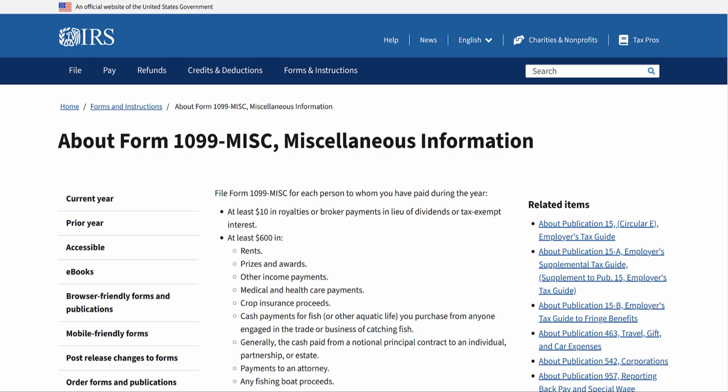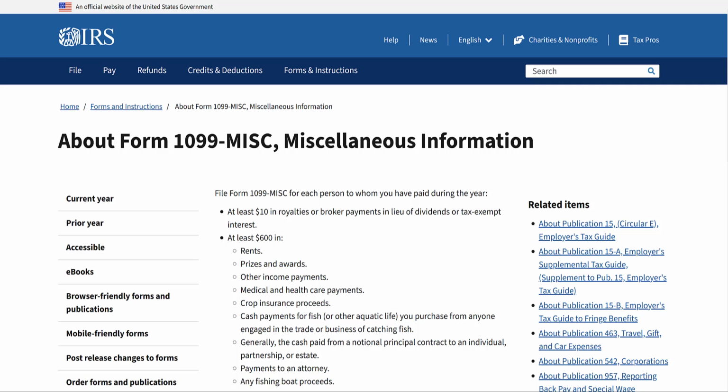So let's talk about 1099 Miscellaneous. When do you need to file these? What does it look like? How do you fill it out? All that good stuff. So this is the About Form section of the IRS website. These About pages are oftentimes really good places to start and just kind of understand the basics of the forms that we're talking about.